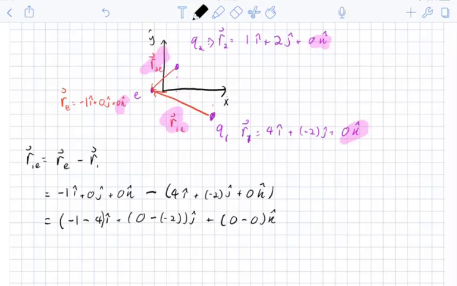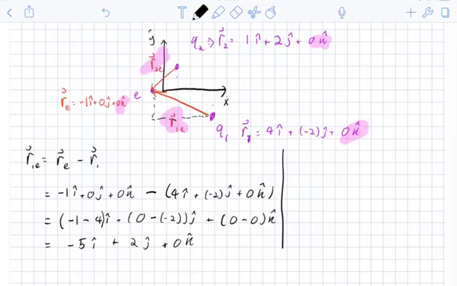Becomes minus 5 i hat plus 2 j hat. So this goes 1, 2, 3, 4, 5 to the left, and it goes 2 up. And then there's 0 k hat.